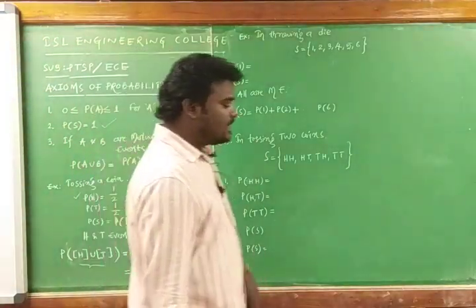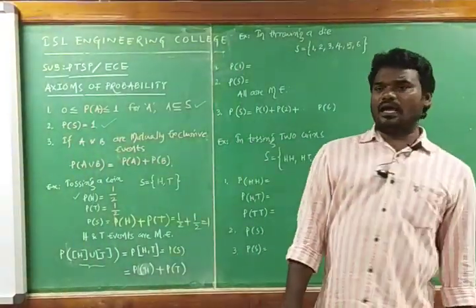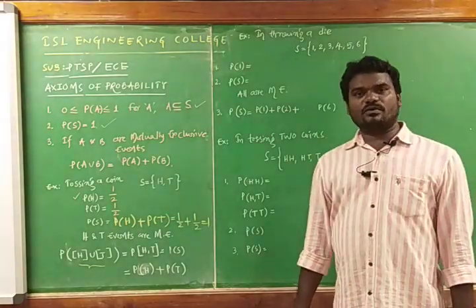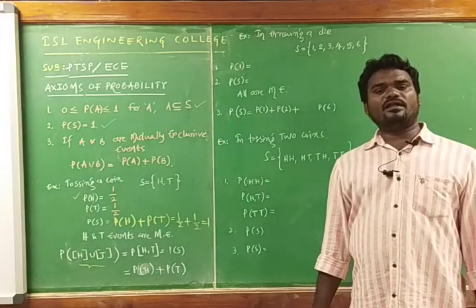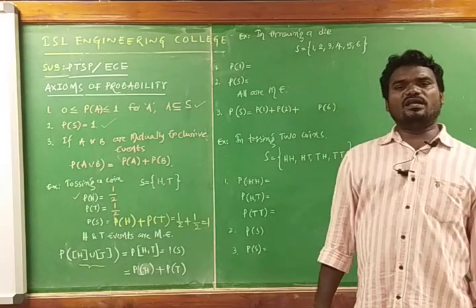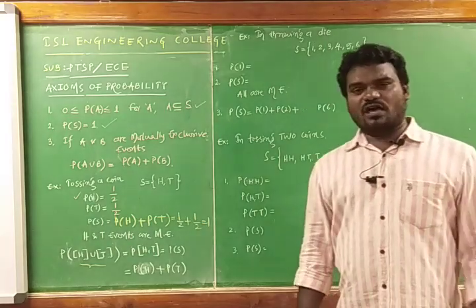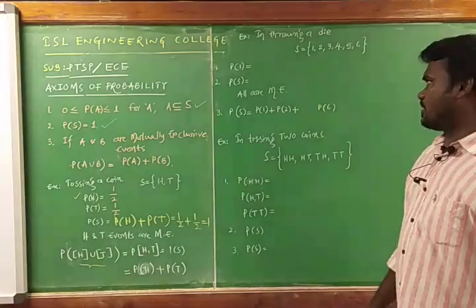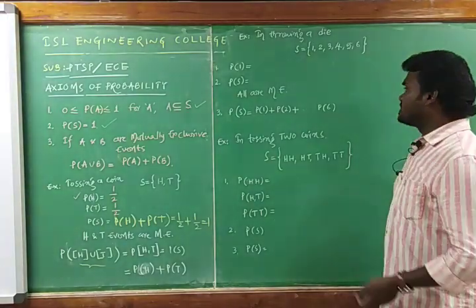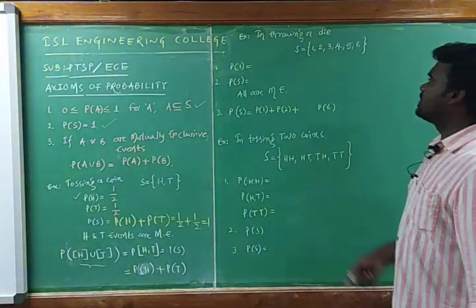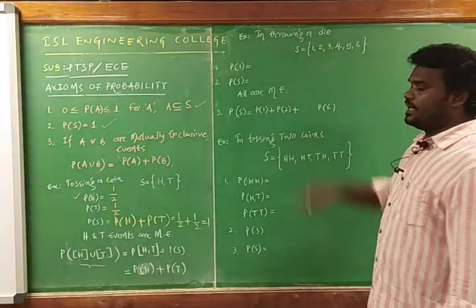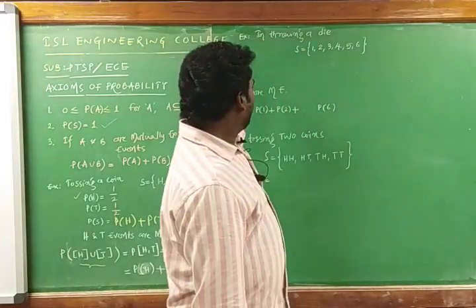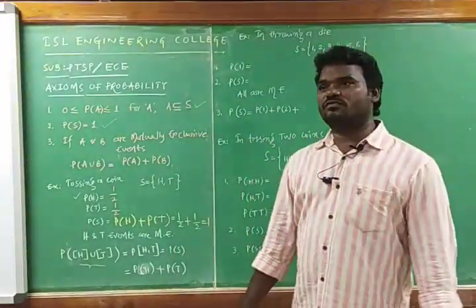I am going with another example in verifying the axioms of probability. Axioms of probability are very, very important from the examination point of view. Not only for examinations, to solve the problems of probability, mostly we depend on the axioms of probability. Second example I am going to explain is throwing a die. In throwing a die, we must verify all the three axioms of probability.